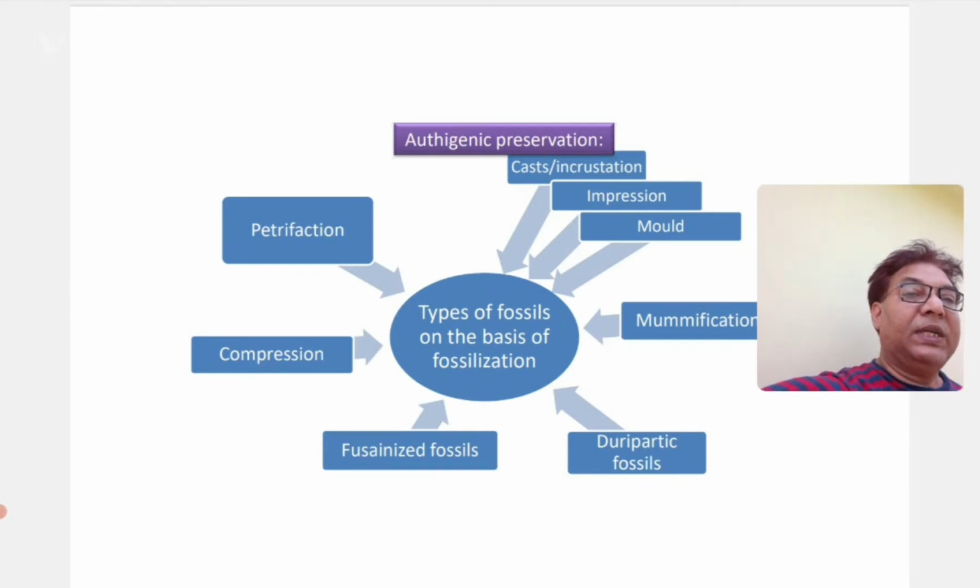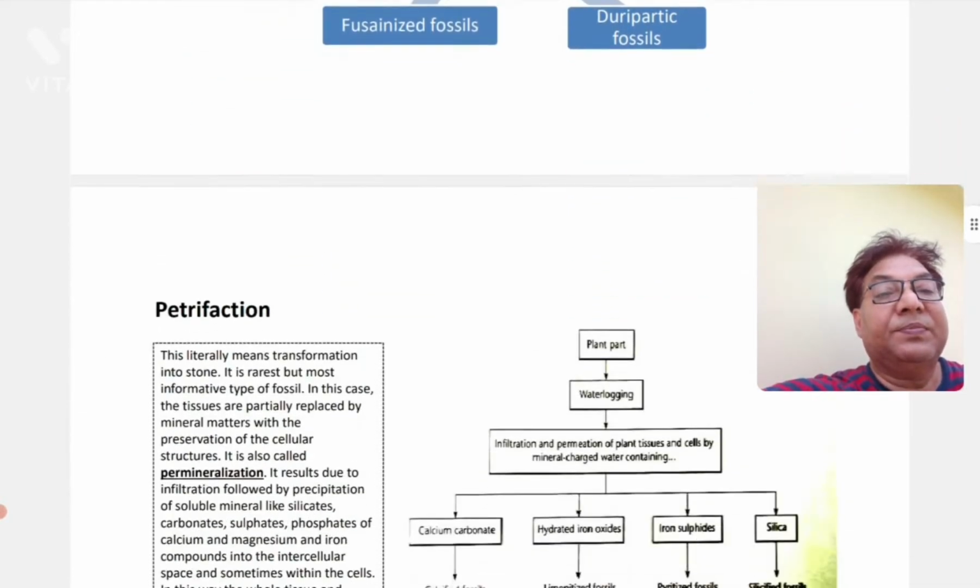that are of three types, like casts and incrustations, impressions, and molds. Then comes mummification, duripartic fossils, and fusionized fossils. And there is another called ichnofossils. So we will talk about each of them one by one. So let's begin with petrifaction.